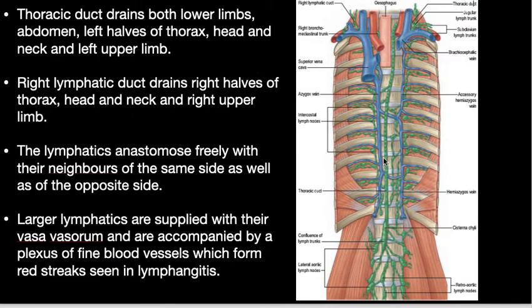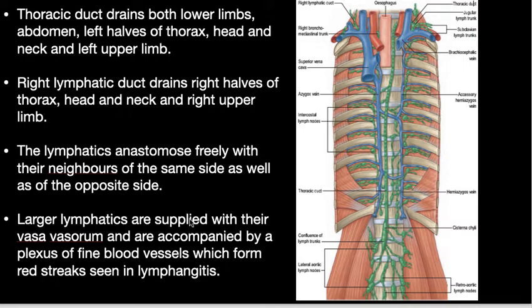Now, the thoracic duct, this is the thoracic duct, it drains both the lower limbs, the abdomen, the left half of the thorax, head and neck, and the left upper limb. These lymphatics anastomose freely with their neighbors of the same side as well as the opposite side, thereby facilitating the movement of cancer cells and infection.